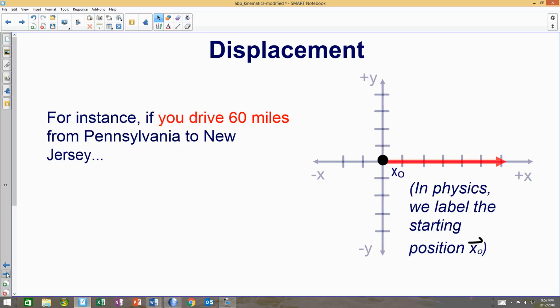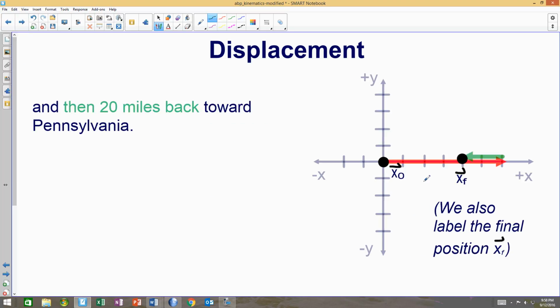For instance, if you drive 60 miles from Pennsylvania to New Jersey, and here you can see that we're starting at x naught, and I'm going to put a little vector sign on that. And we're going to some position x. And then if we go 20 miles backwards, or back towards Pennsylvania, so here's where we had x. Here is now where we have x final, and we're going to label that x final.